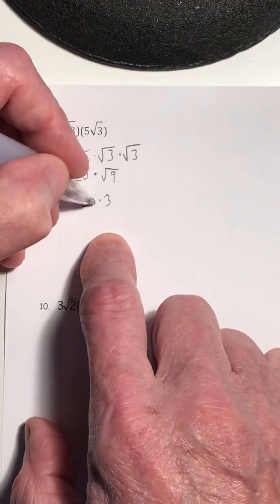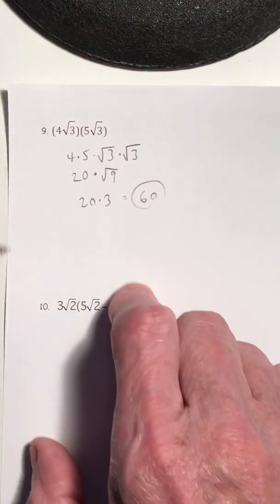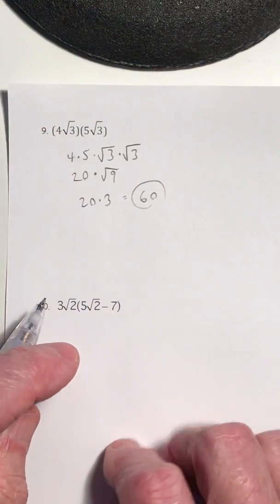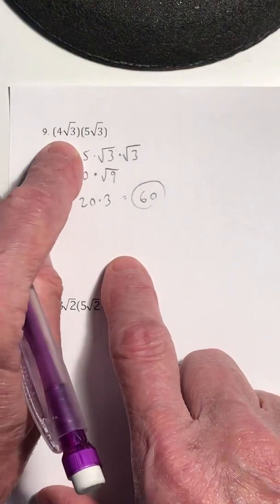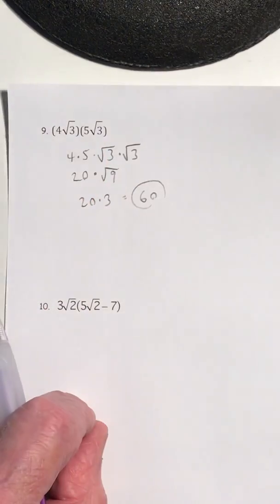And finally, we have 20 times 3, giving us a final answer of 60. And as I said earlier, if you type this into your calculator just the way it's printed, it should come out 60.